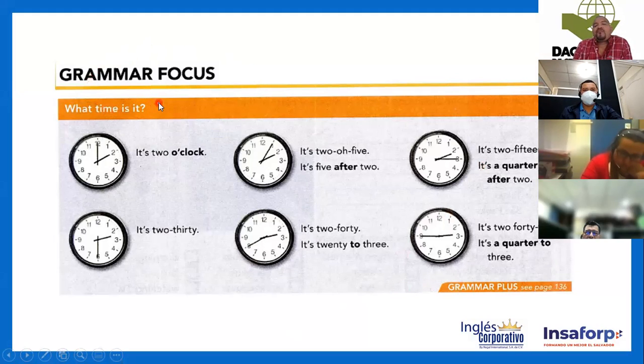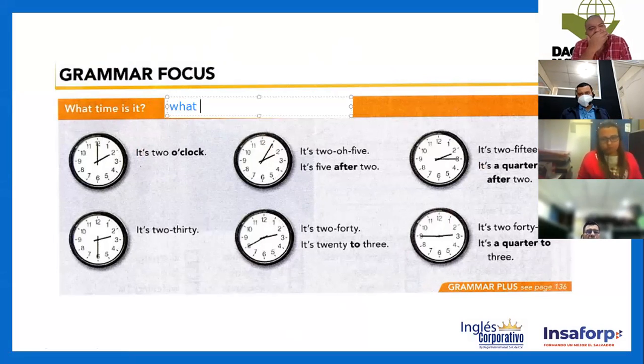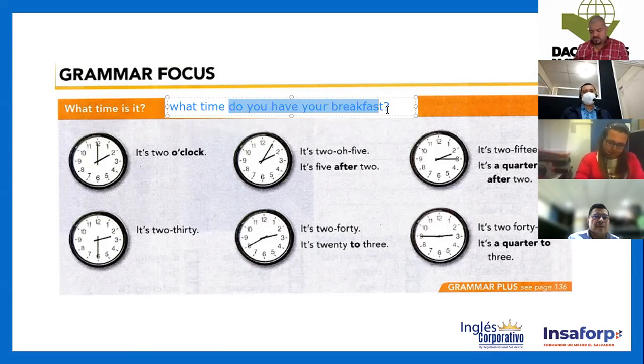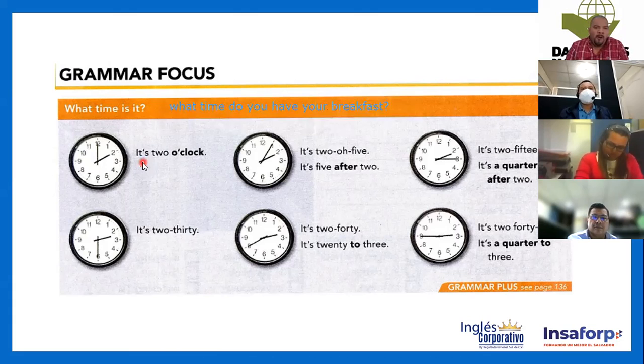Okay, so let's take a look at the time, right? How to say time. So remember that to ask, we can use what time is it? ¿Qué hora es? What time is it? De esa podemos tomar, what time do you have your breakfast? What time do you have your breakfast? Entonces, más que todo, vamos a utilizar el what time. Y lo demás sería el complemento, right, of the sentence. Para preguntar la hora, what time is it? That's it.